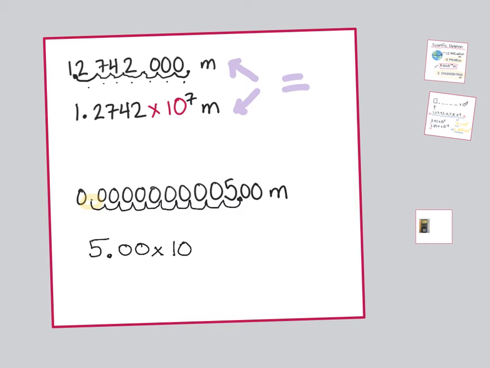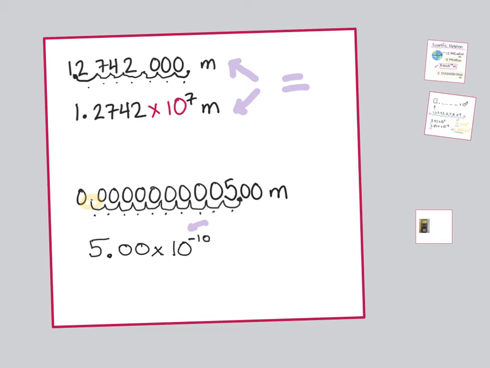And how many times did we move it over? 1, 2, 3, 4, 5, 6, 7, 8, 9, 10. So our power is going to be 10, except it's got to be negative. So to the negative 10th, because this is a very small number.